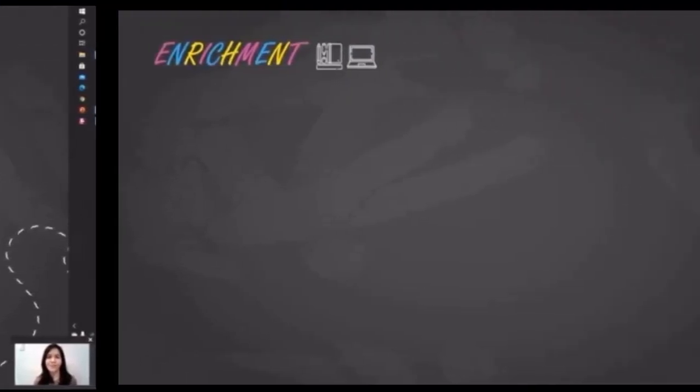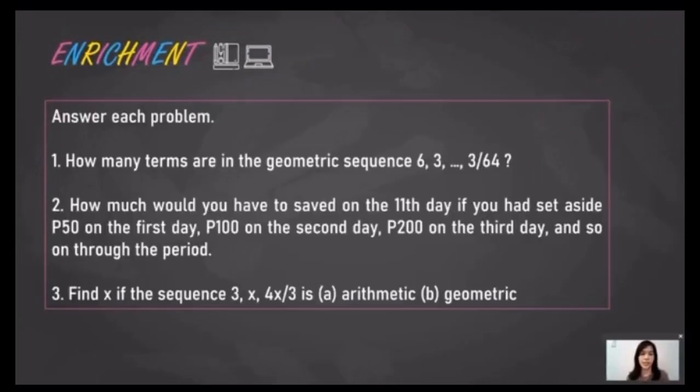For STE students, please do answer this enrichment activity. How many terms are in the geometric sequence 6, 3, and so on until 3 over 64? How much would you have to save on the 11th day if you had set aside 50 pesos on the first day, 100 pesos on the second day, 200 pesos on the third day, and so on through the period? And lastly, find x if the sequence 3x, 4x over 3 is A, an arithmetic sequence, B, a geometric sequence.